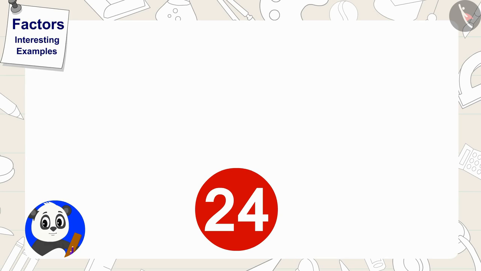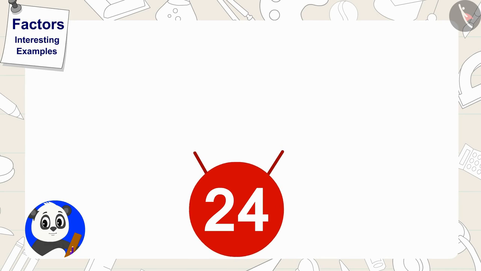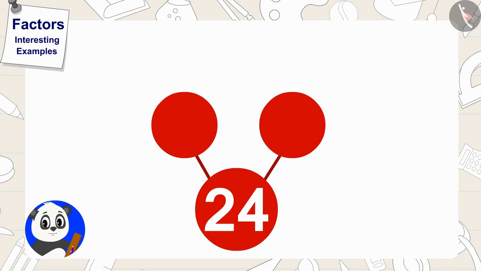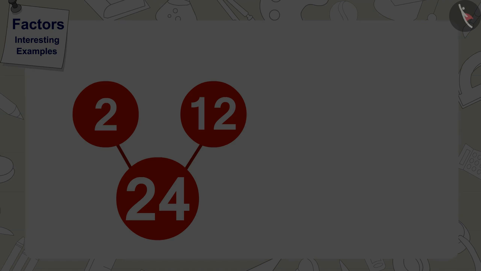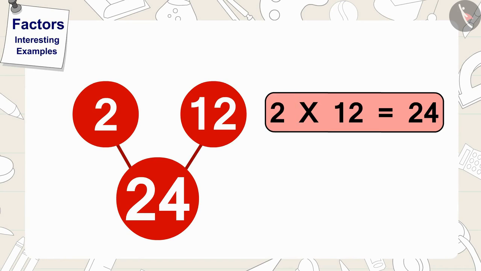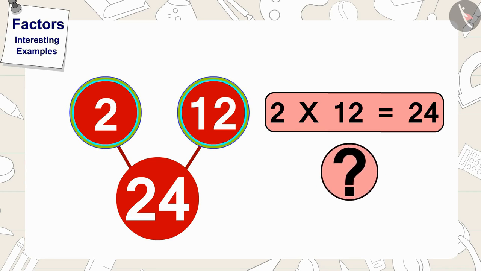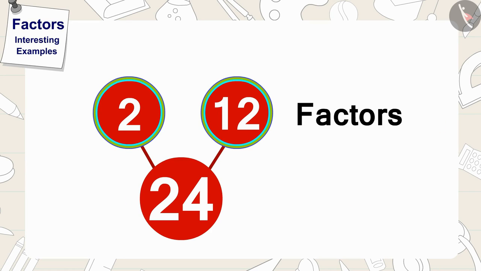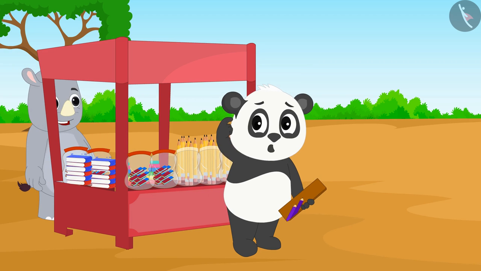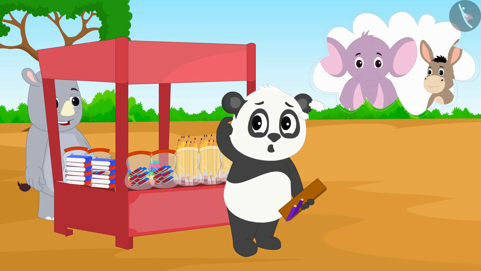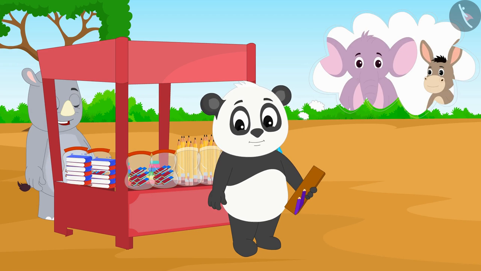Then he made 2 lines on the outside of the circle in this way and 2 circles on the other end of it. In these circles, he wrote down the numbers 2 and 12. Children, because 2 times 12 is 24, so 2 and 12 are what of 24? Exactly, the factors.